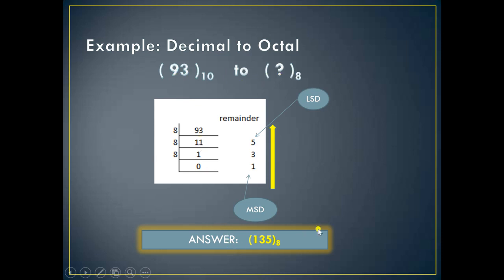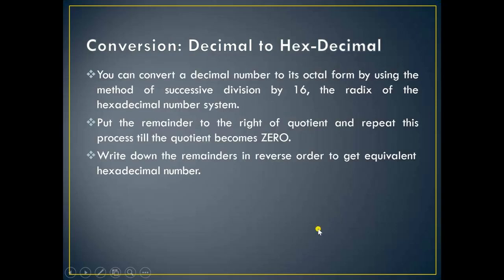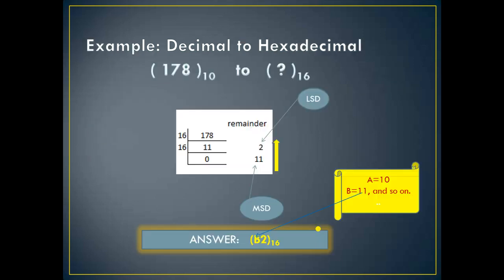Same way, now decimal to hexadecimal. In this the base is 16, so you have to divide the number by 16, keep the remainder, and then reverse the remainders while writing. See the example 1678. You can see the remainder is 2 and then the remainder 11 will come. For 11 you will write B. That's why the answer is B2.